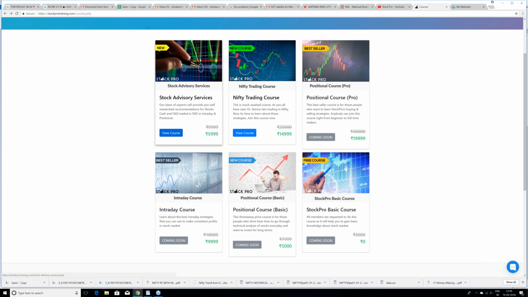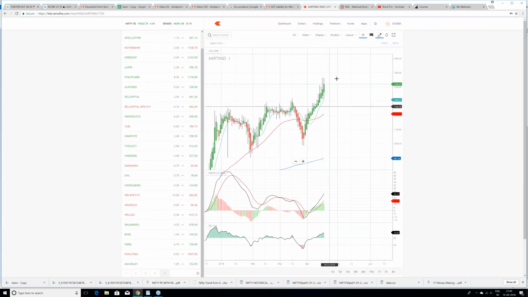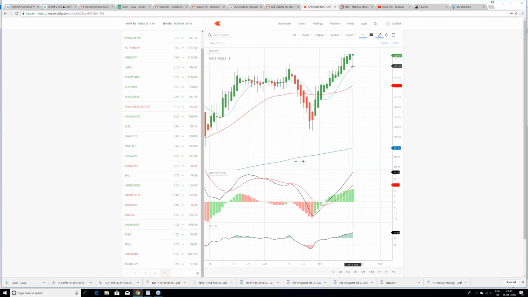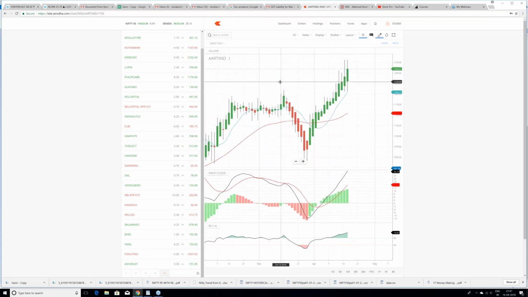I hope you can also refine the technique, make this technique your own. So I said for positional trades, you need to take 1 day, 1 week, 1 month. The bigger the time frame, the better your stock will be doing.